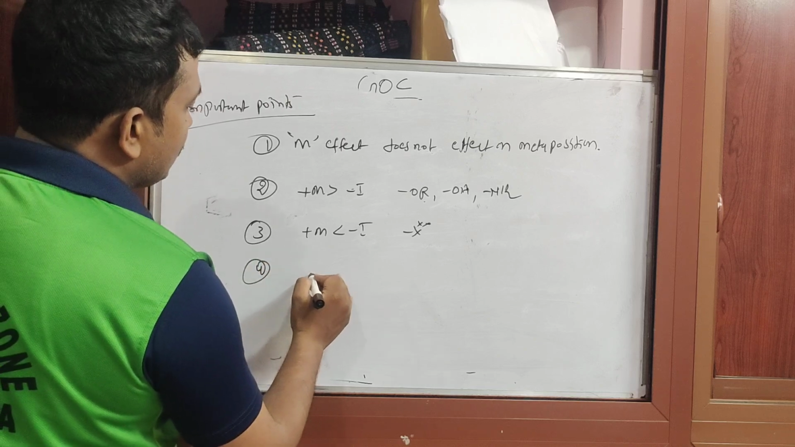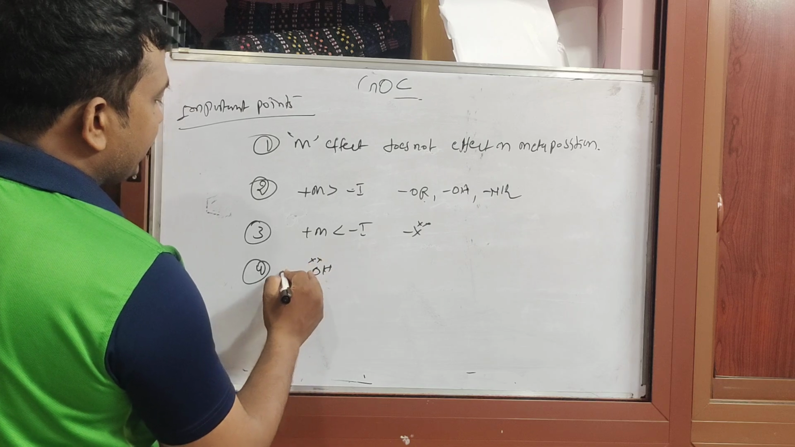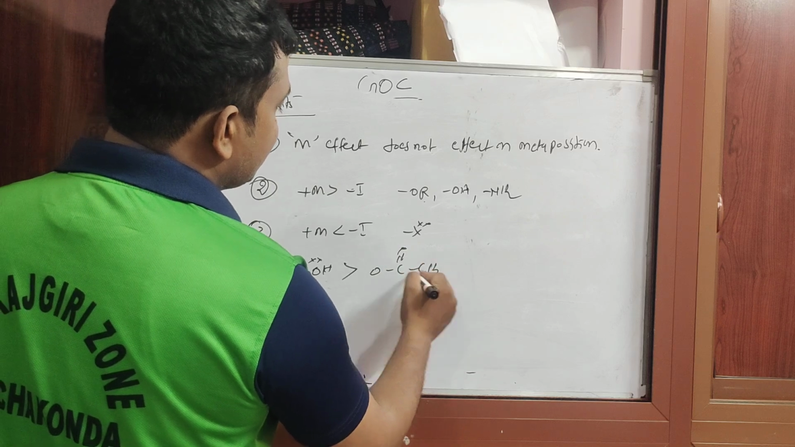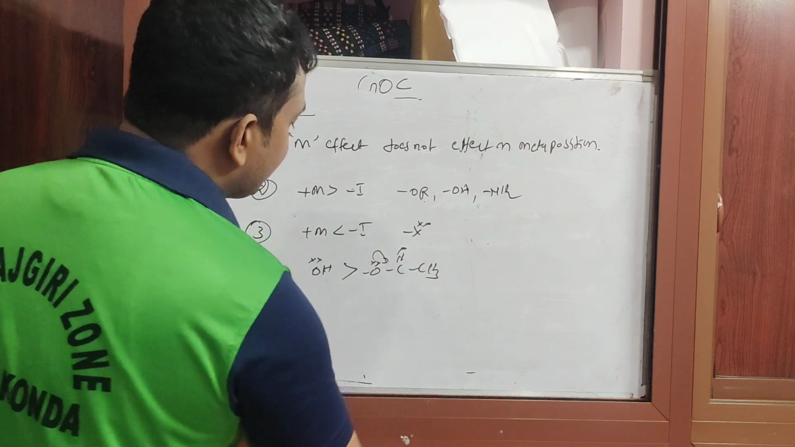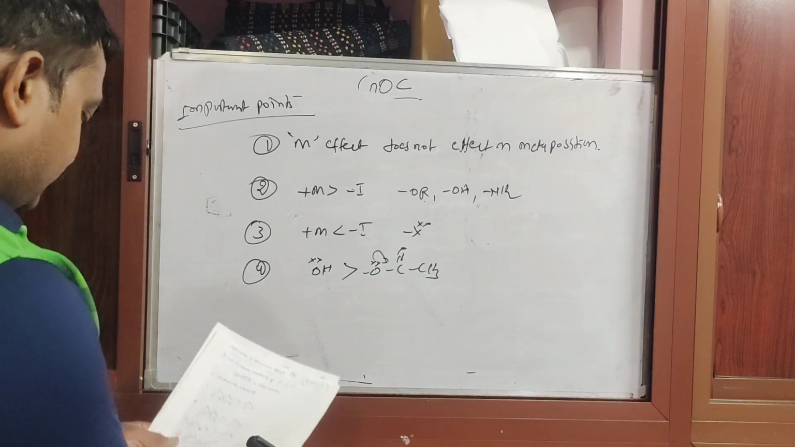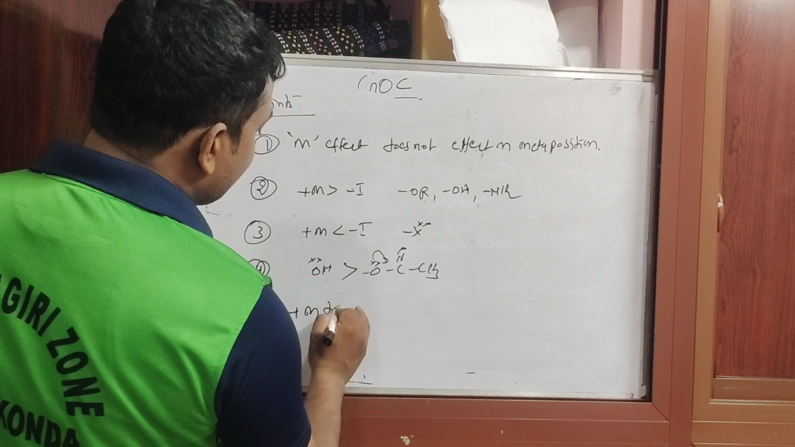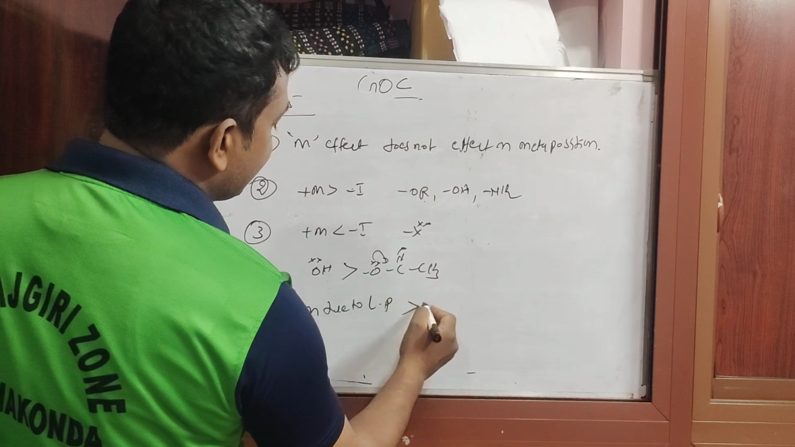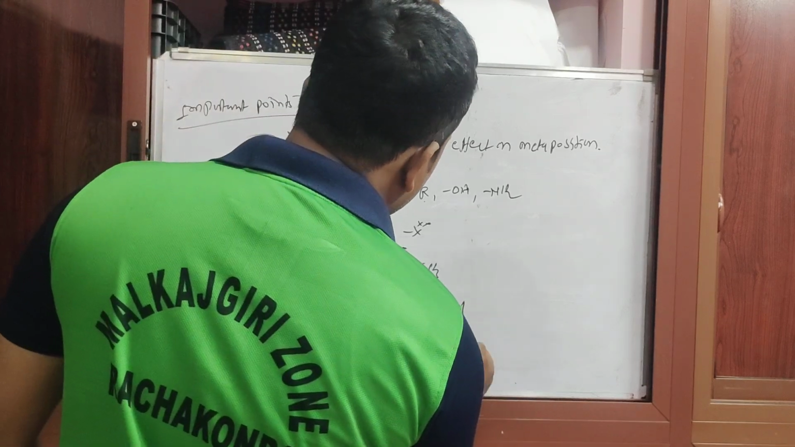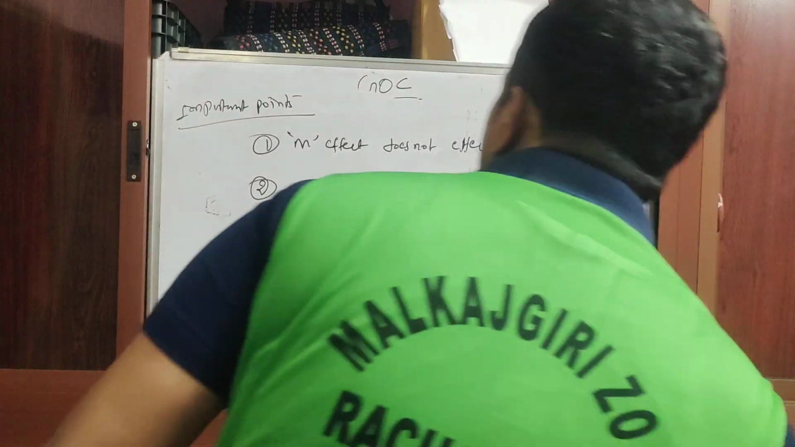Fourth one, the availability of the lone pair in OH is greater than in C double bond O, CH3, because this is involved in the resonance. Next, fifth point, +M due to lone pair is greater than alkyl. For example, OH is greater than alkyl. These are some important points you have to remember in the case of mesomeric effect.